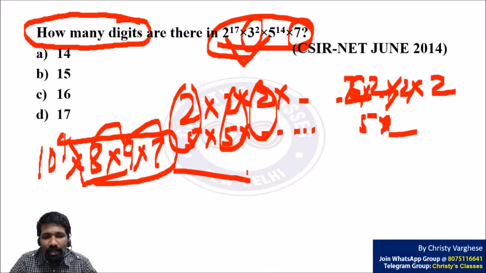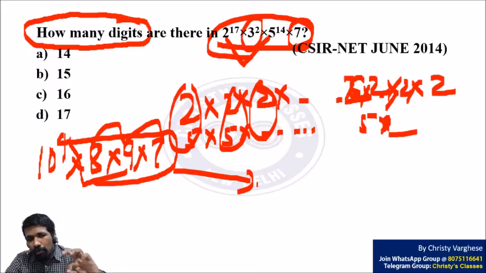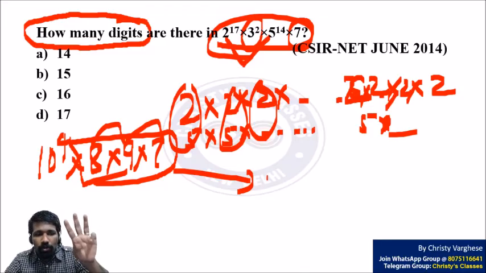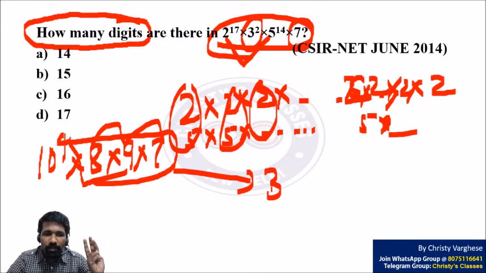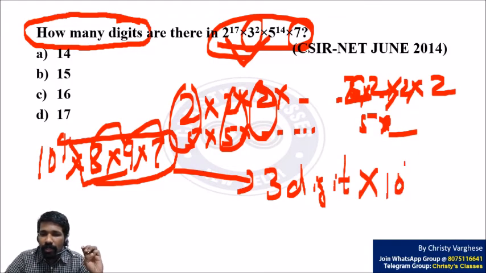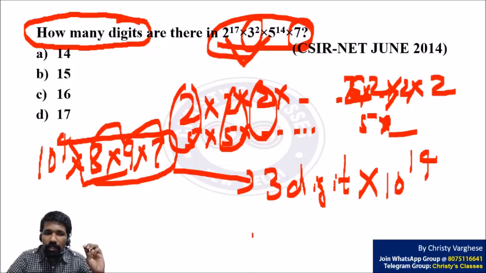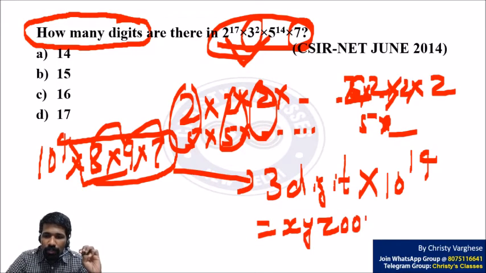Again you can estimate it like a previous question we did. 8 into 9, 72, 72 into 7. 70 into 7 is 490. Na? So 72 into 7 is going to be little more than 490, so it is going to be a 3-digit number only. Yeah, that is what we want to know. 3-digit number into 10 raised to 14. 3-digit number into 10 raised to 14 means x, y, z, then 14 zeros.